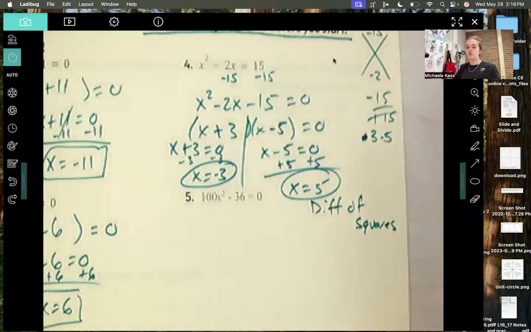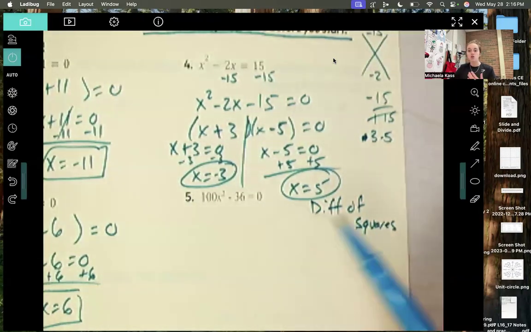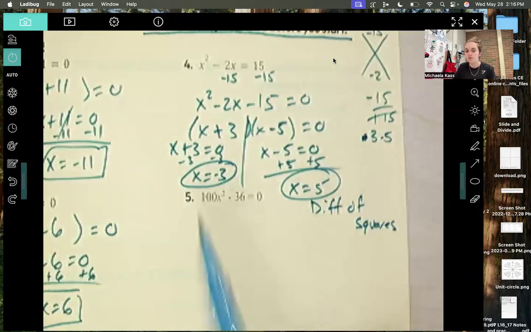Okay, so difference of squares means difference. Difference in math means subtraction. Is there a subtraction sign right here? Yes. Squares, ask yourself, can you take the square root of both of these numbers? The answer is also yes.